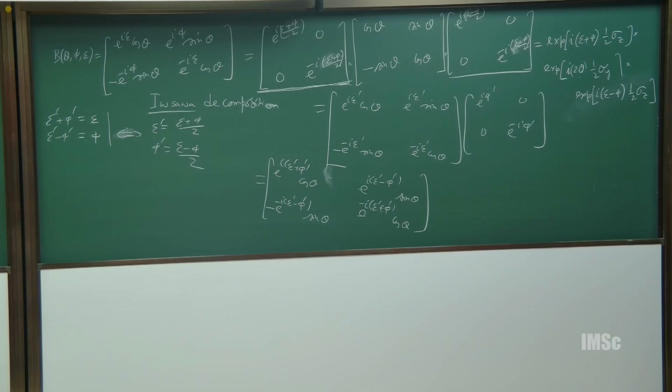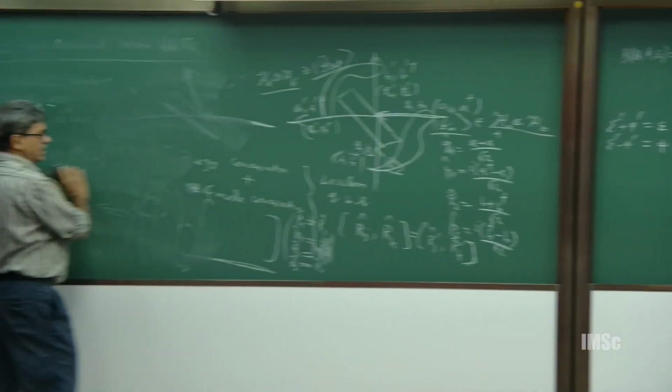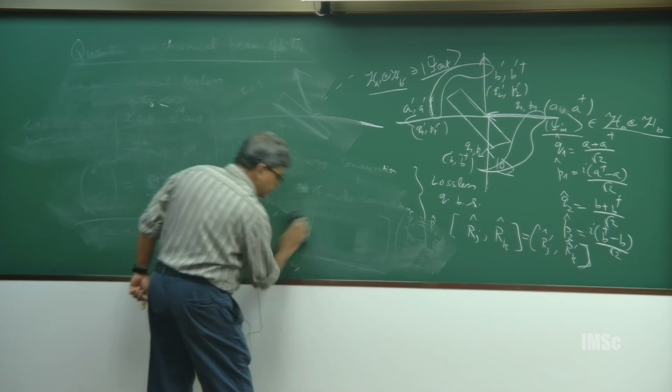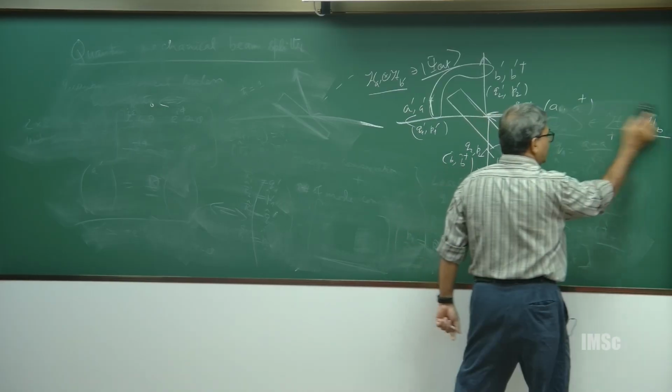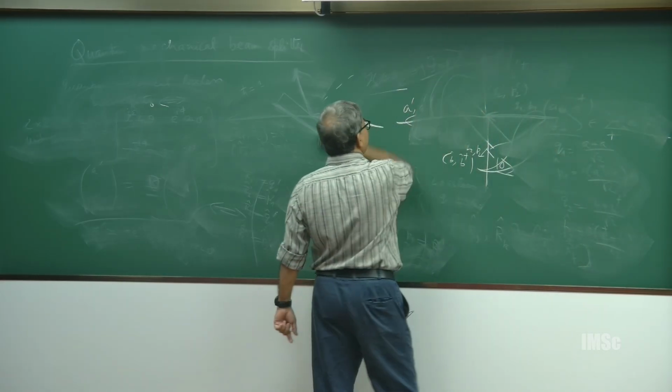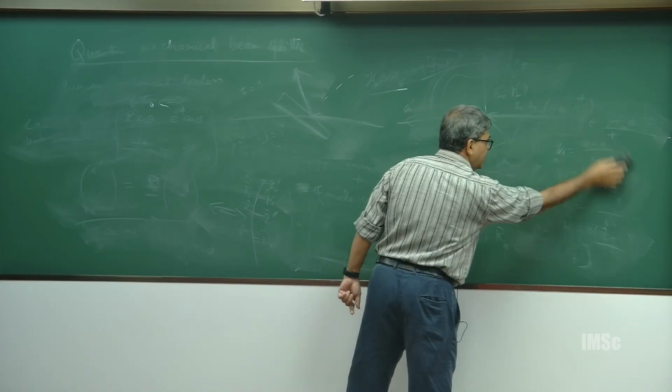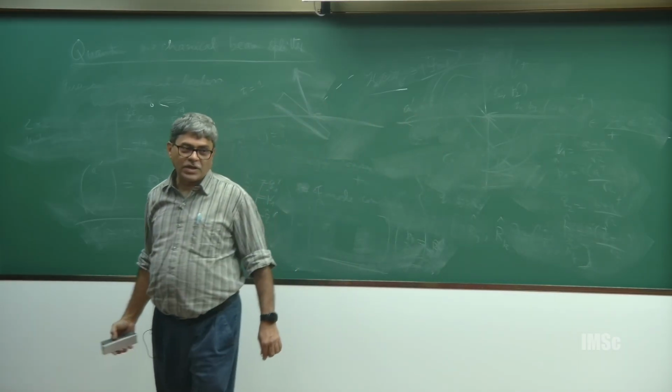So let me erase this part again. This is just like you are writing a general unitary, special unitary in terms of a product of exponentials of Pauli matrices. Now, what is the advantage of writing in this way? You see, half sigma x, half sigma y, half sigma z satisfy the angular momentum algebra, the SU2 algebra.